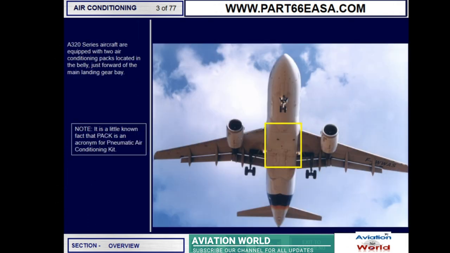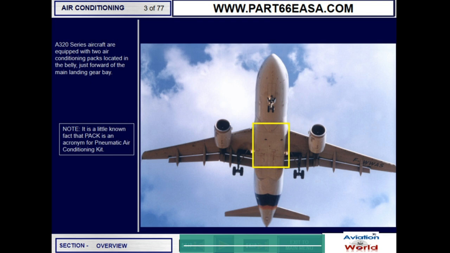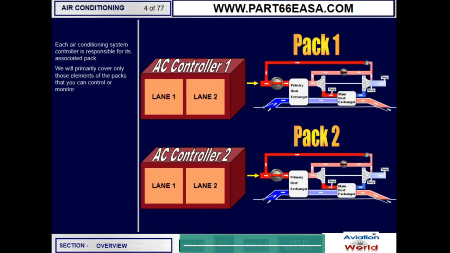A320 series aircraft are equipped with two air conditioning packs located in the belly, just forward of the main landing gear bay. Each air conditioning system controller is responsible for its associated pack. We will primarily cover only those elements of the packs that you can control or monitor.